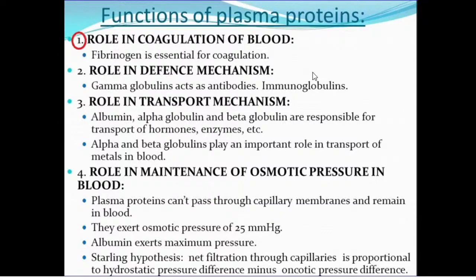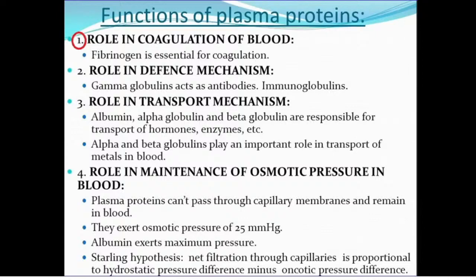About immunoglobulins we will not talk today. We had a lecture. Today, more about transport proteins and different antiproteases. Albumin, alpha globulins, and beta globulins are responsible for transport of hormones, enzymes, lipids, and then alpha and beta globulins also play a great role in transporting metals, like iron, for example, in our blood.